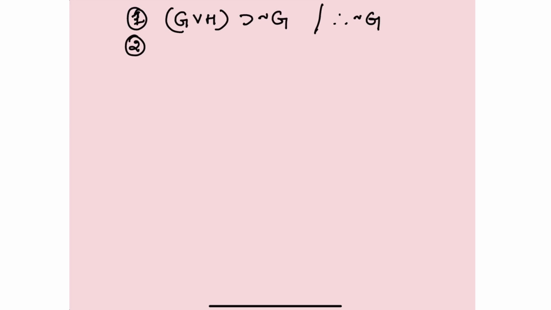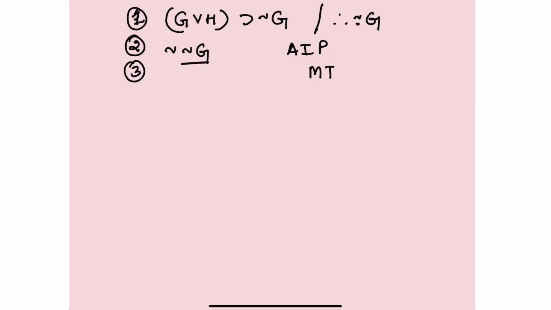Let's take another example. We have G wedge H, horseshoe negation of G, and from here your conclusion is negation of G. So this is your first. In the second, what we have to do is take the negation of the conclusion. Negation G, because there's already one negation, so we'll be taking negation of G. In the next part we can use modus tollens again.